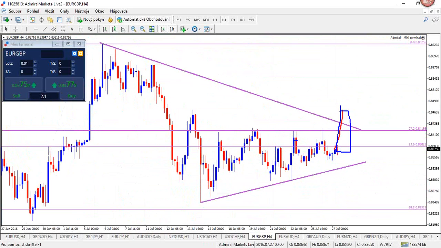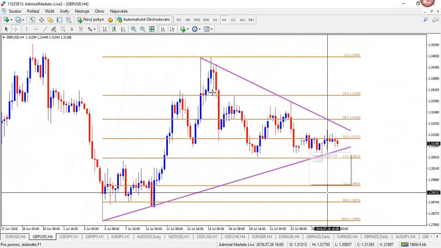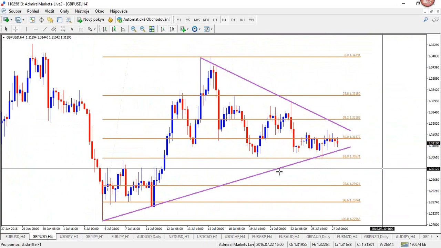All right, so those are basically the majors. Euro dollar and the Aussie seem the best, I think, today. And the pound could be interesting, but I have to really wait for the news event. In any case, I'm looking for a break of this triangle.